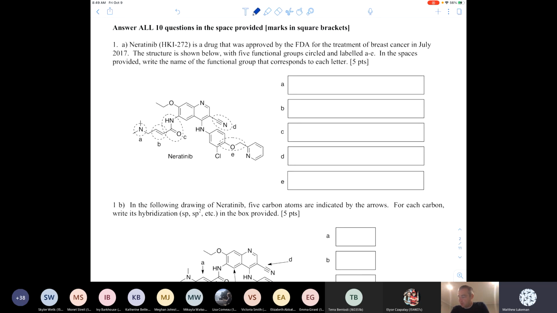Neratinib is a drug that was approved by the FDA for the treatment of breast cancer in July 2017. The structure is shown below with 5 functional groups circled and labeled A to E. In the spaces, write the name of the functional groups corresponding to each letter.